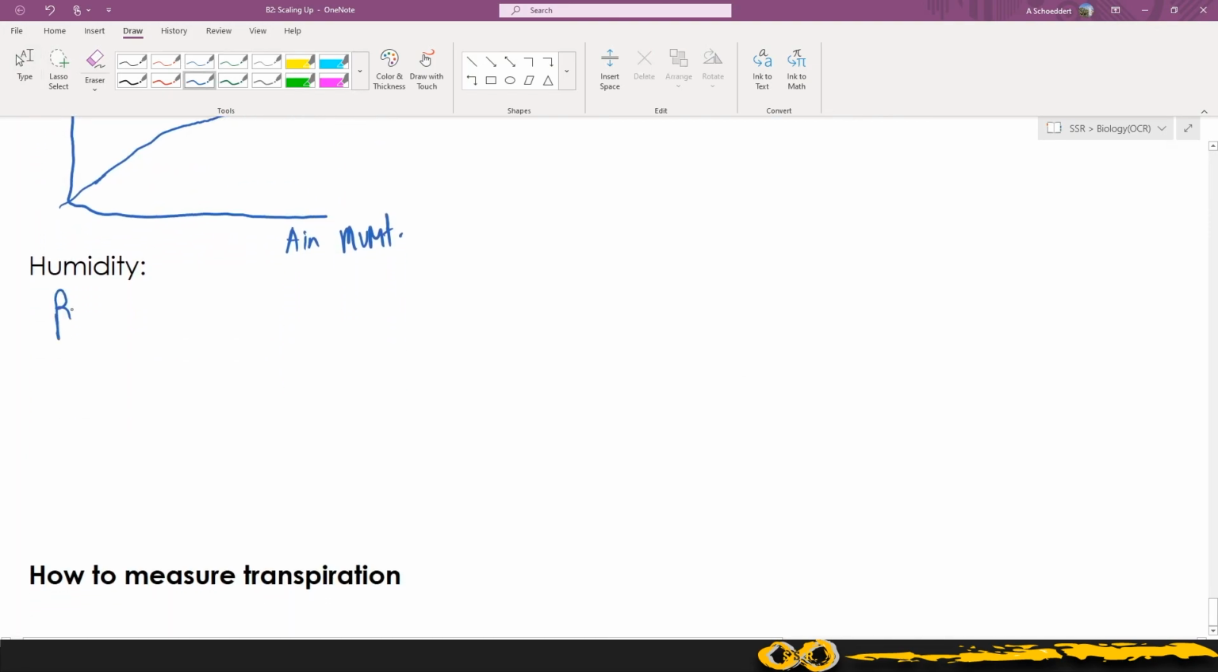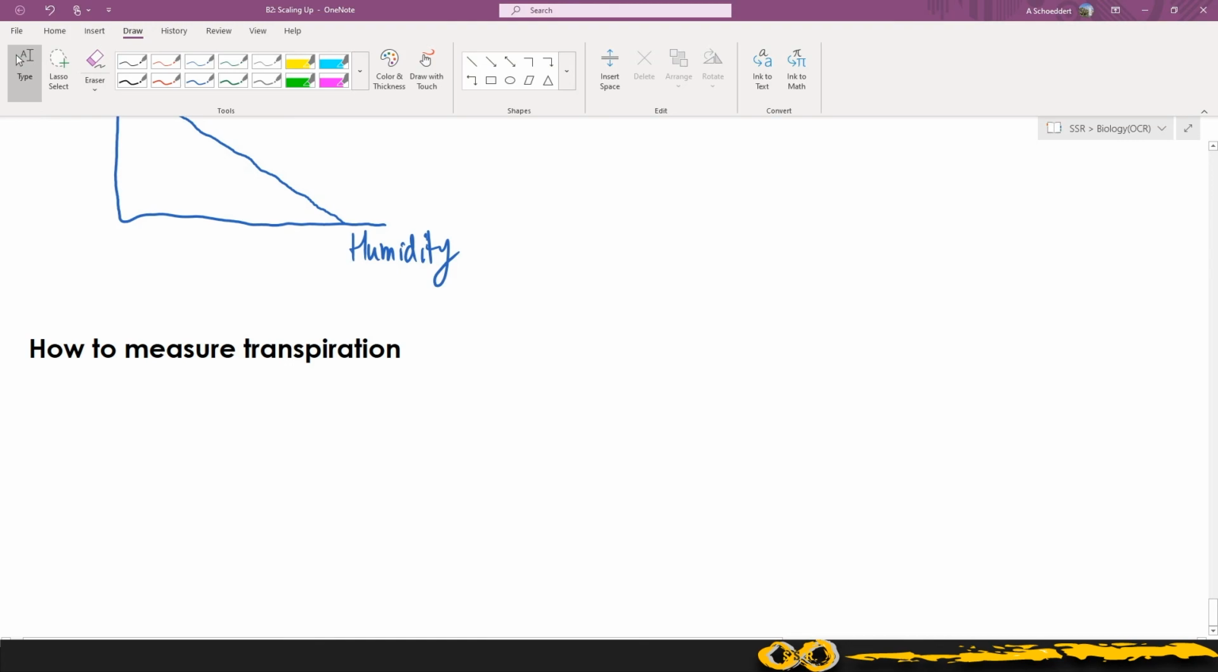Lastly, the humidity, or the amount of water that is present in the air. If you have more water in the air, then less will want to come out of the stomata because the concentration gradient will be less and less important. It will slow down in terms of the amount that is leaving.